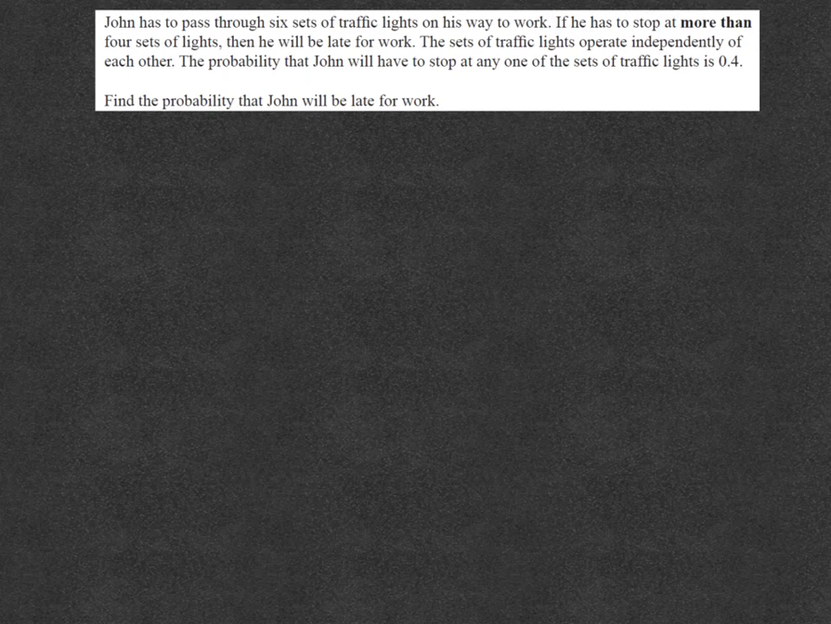Okay, for this problem, we've got John passing through 6 sets of traffic lights on the way to work. If he has to stop more than 4 sets of lights, then he'd be late for work. So you could write, I'll just put it here, just some information just to get us started, that the probability that x is greater than 4 here equals late.